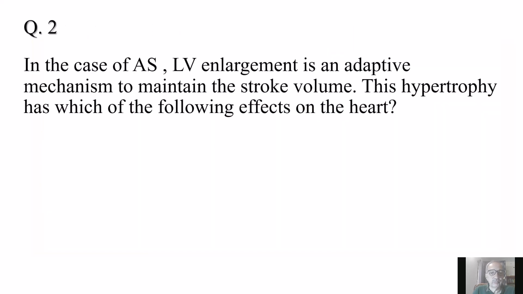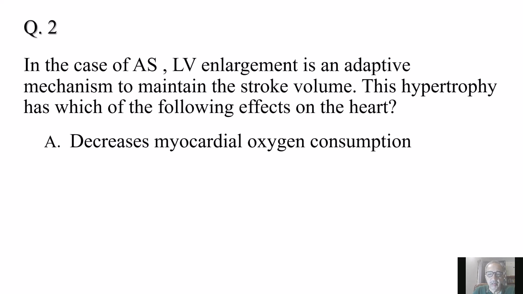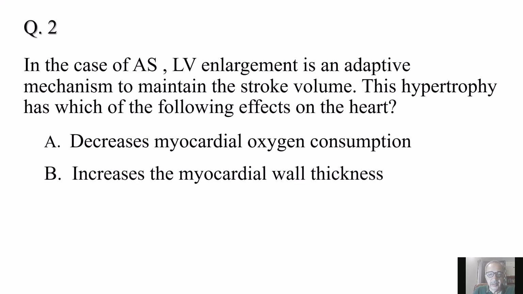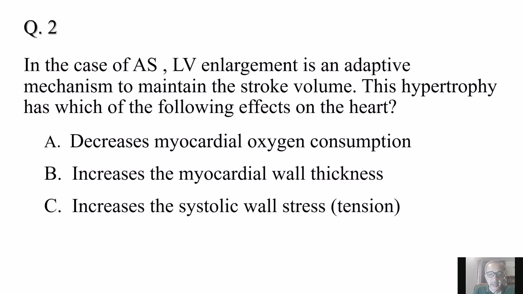Case 2. In the case of aortic stenosis, the left ventricular enlargement, as we have seen in the case, is an adaptive mechanism to maintain the stroke volume. This hypertrophy has which of the following effects on the heart? It decreases the myocardial oxygen consumption, it increases the myocardial wall thickness, increases the systolic wall tension, or causes dilation of the left ventricular chamber.